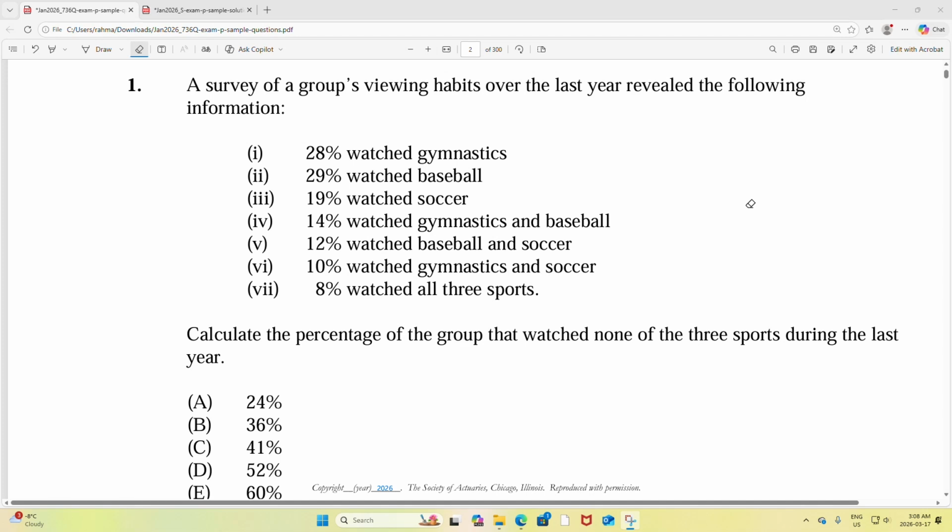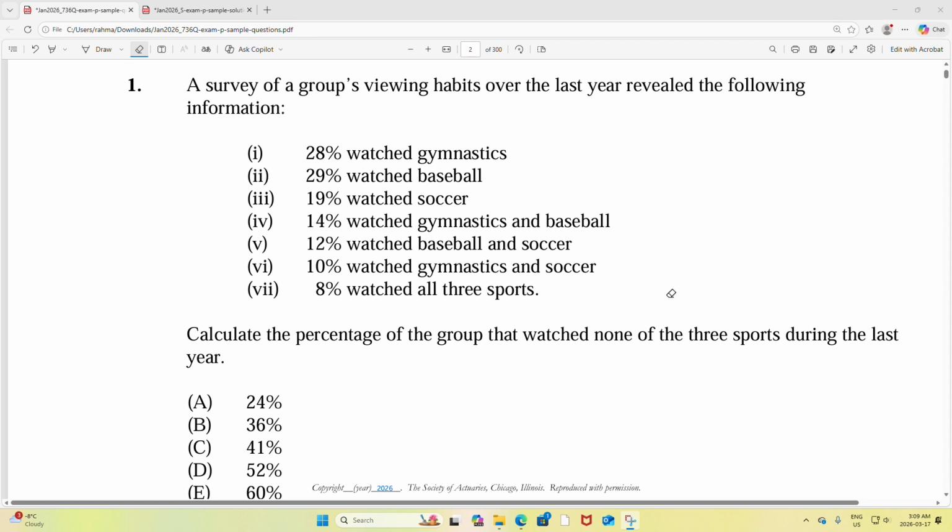Okay, here we go with question one of the sample questions for exam P, which can be found at SOA.org. A survey of a group's viewing habits over the last year revealed the following information. So you're given these statistics. Basically, there are three sports: gymnastics, baseball, and soccer, and these are the percentages that fall into each of these categories. The question is to calculate the percentage of the group that watched none of the three sports during the last year.